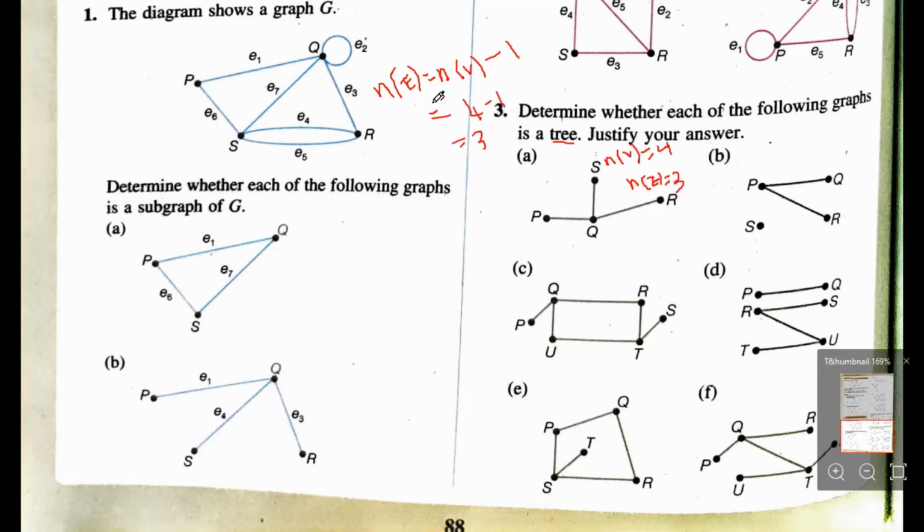Yes, this is the same, right? Number of edges equals to 3, number of edges equals to 3. Therefore, A is a tree. Yes, this is a tree. For B, we have 1, 2, 3, 4, 4 vertices.